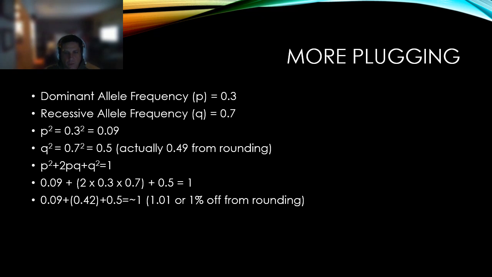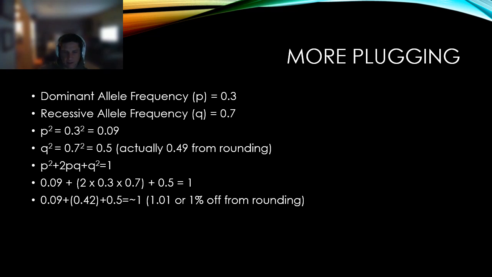And we have our equation, P squared plus 2PQ plus Q squared equals 1. And now we can start to plug things in. So our P squared value is 0.09. So we take 0.09 and we plug that in, and we plug in our 2 and our 0.3 and our 0.7 for the 2, P, and Q. And then we plug in our 0.5 for Q squared. And that equals 1. So let's do the math.